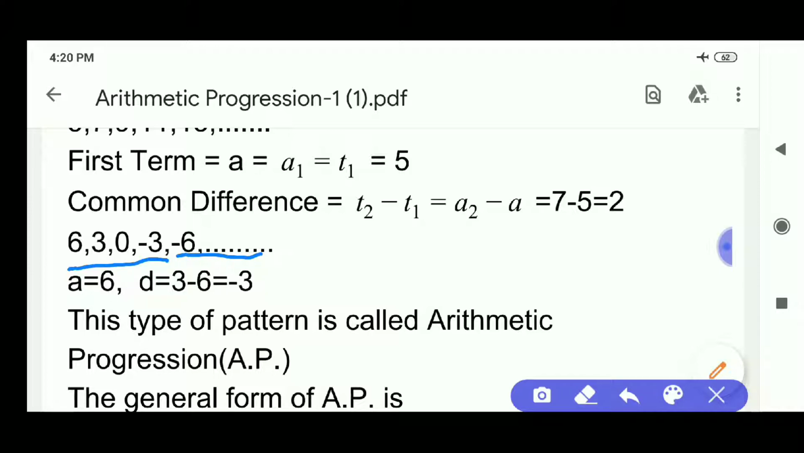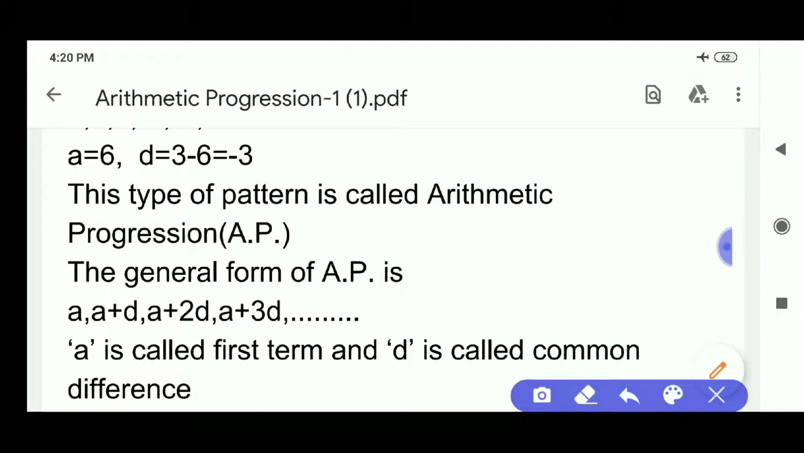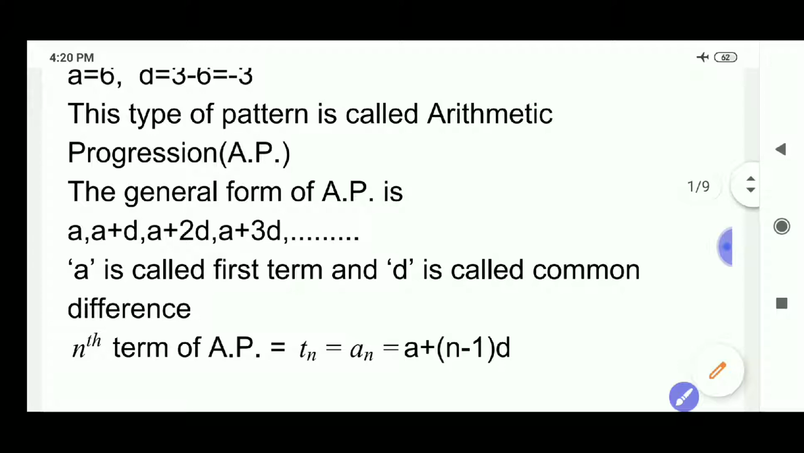Here first term A is 6 and the common difference is second term 3 minus first term 6, which is equal to minus 3. This type of pattern is called arithmetic progression, AP. The general form of arithmetic progression is A, A plus D, A plus 2D, A plus 3D, and so on. A is called first term and D is called common difference.